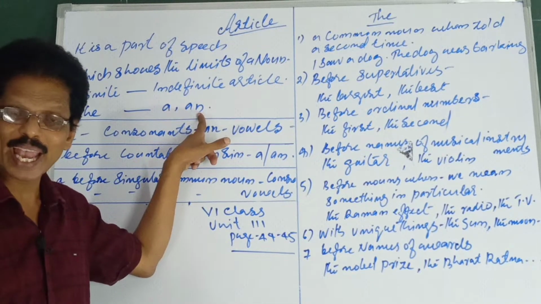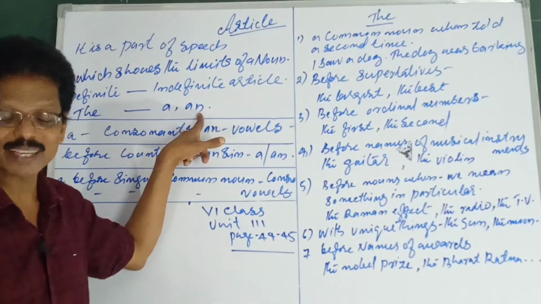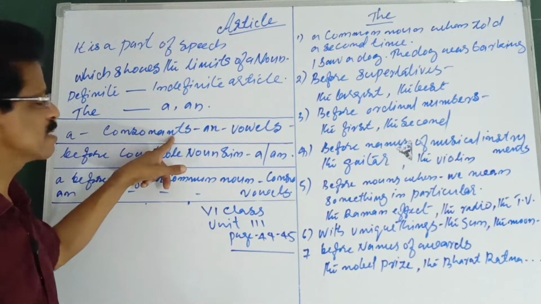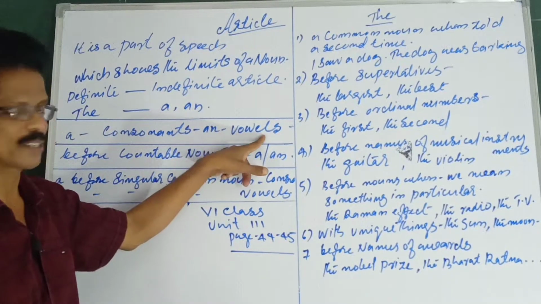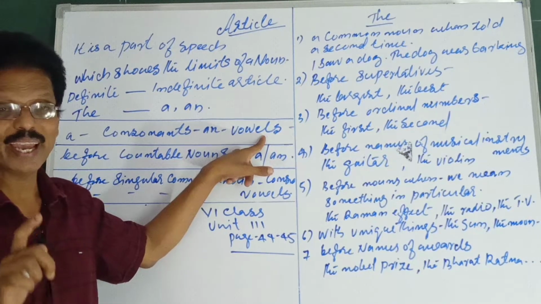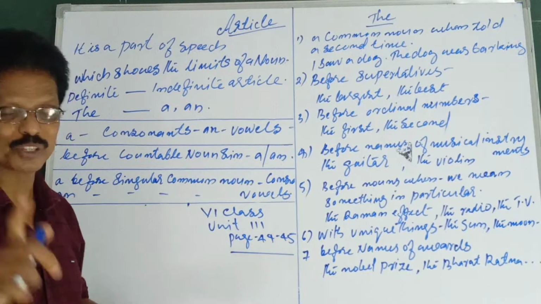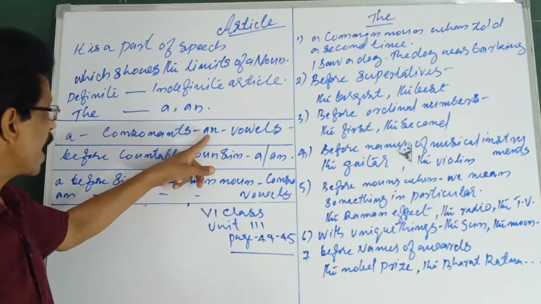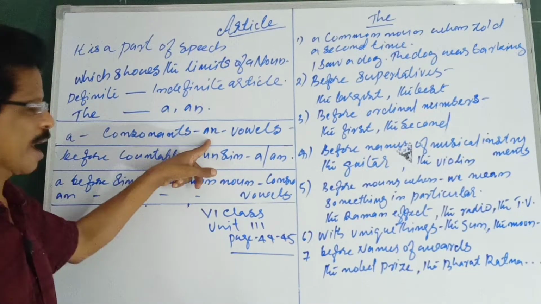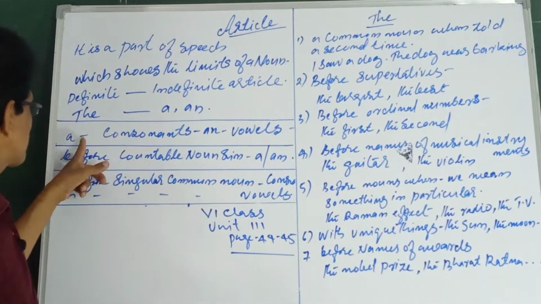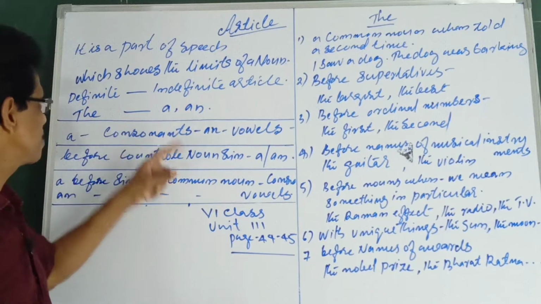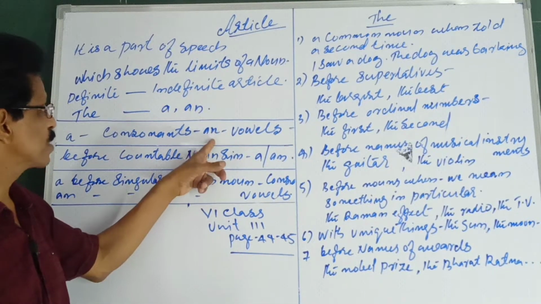So, definite article the, indefinite article a or an. The difference between a and an is that a is used with consonants and an with vowels. What are the vowels? A, E, I, O, U. Vowel sounds, not letters. So, an with vowels. There is no difference between a and an, only that a is with consonants. A for apple, B for boy, whereas an with vowels.